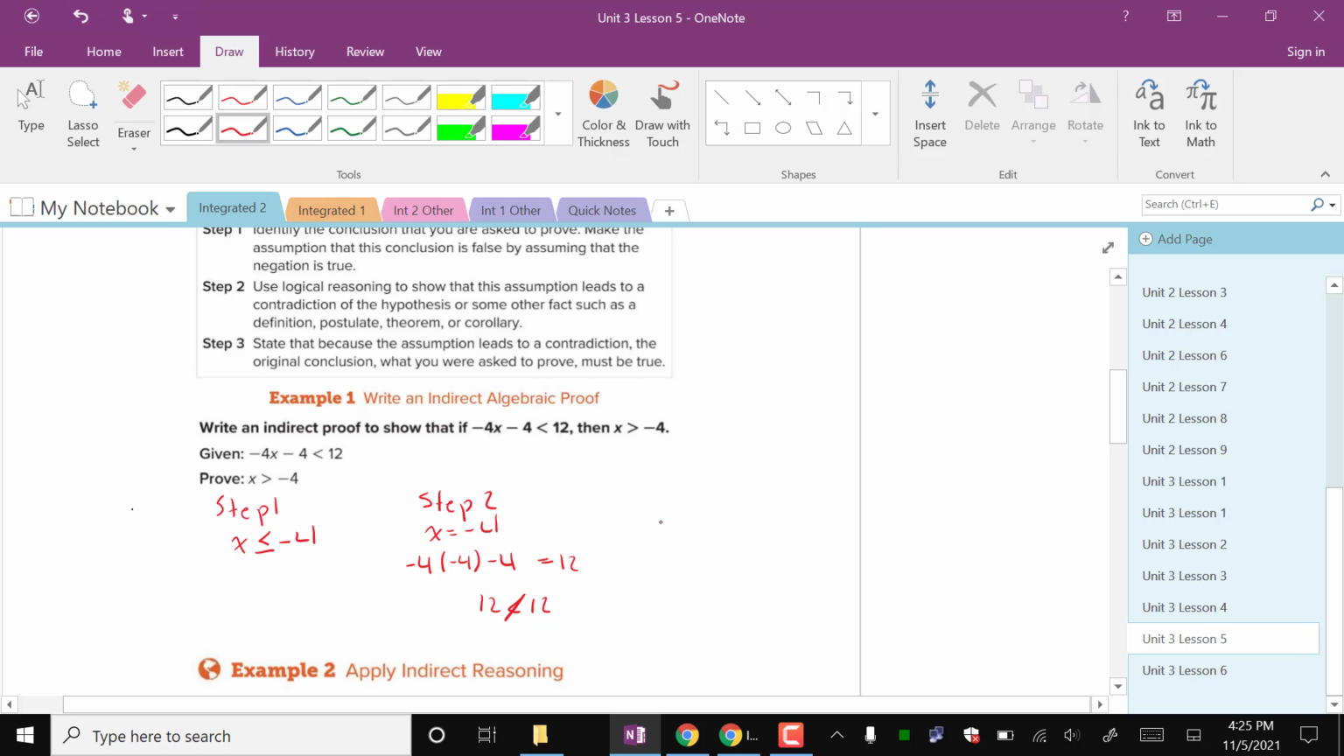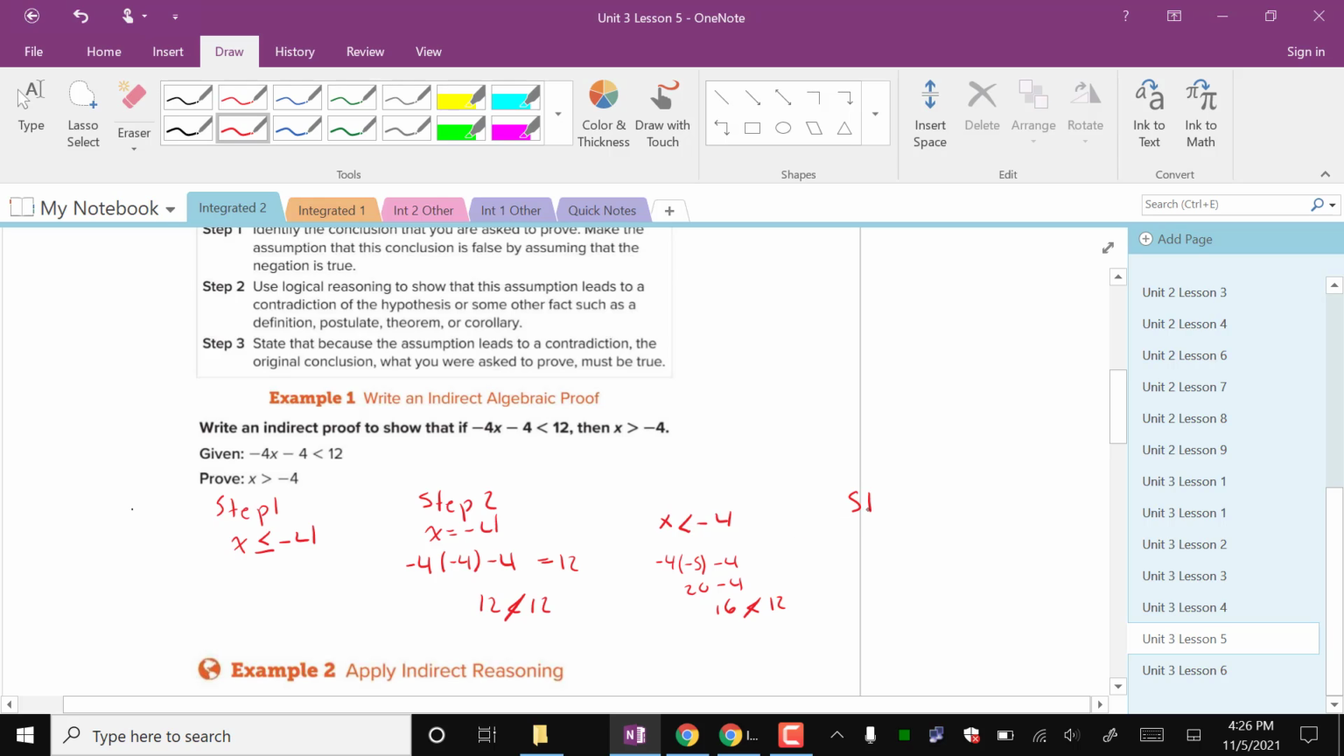Our other case was x is less than negative 4. If we plug that in, we would also end up with a contradiction. So x is less than negative 4, that would be like negative 5, which would give us negative 4 times negative 5 minus 4, which is 20 minus 4, which is 16. But again, 16 is not less than 12. So that is also a contradiction. So in both cases, the assumption leads to a contradiction of the given information.